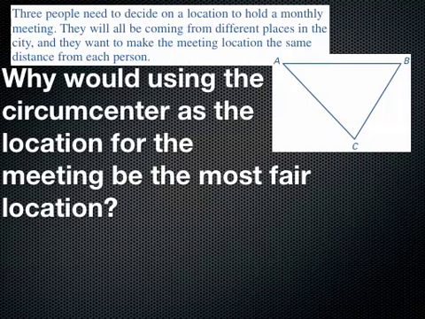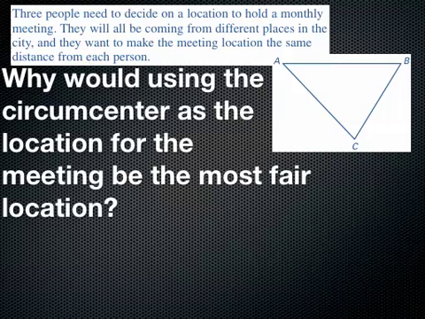This example says 3 people need to decide on a location to hold a monthly meeting. They will all be coming from different places in the city, and they want to make the meeting location the same distance from each person. If you look at the diagram they've given us, A, B, and C are indicating a location for each person. Then it asks, why would using the circumcenter as the location for the meeting be the most fair location?